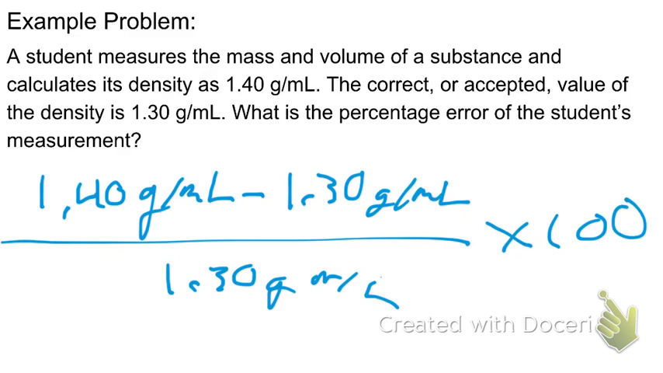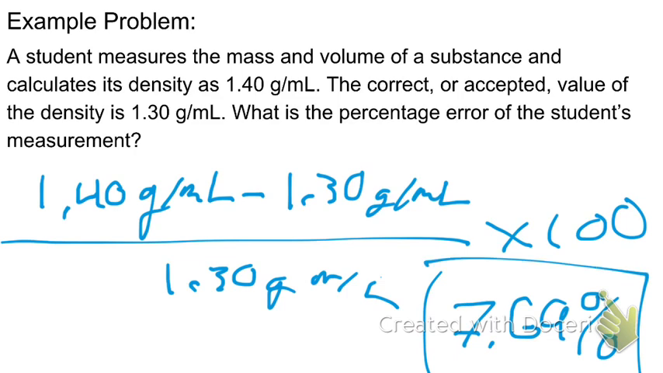So 1.40 minus 1.30 comes out to 0.1. When we divide that by 1.3, we get 0.0769, which when we take it times 100 comes out to be roughly 7.69%. So our percent error was 7.69%, which means that the value we measured was more than the accepted value, which is accurate when we look at the numbers.